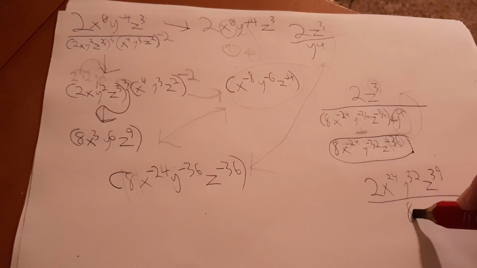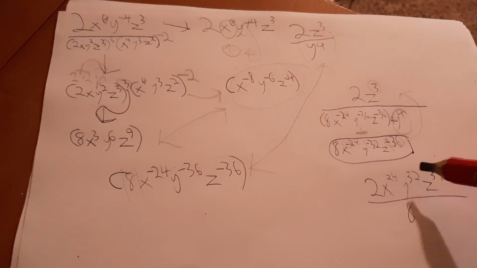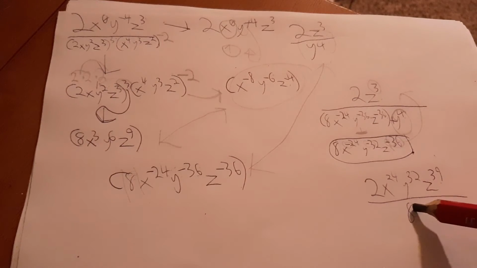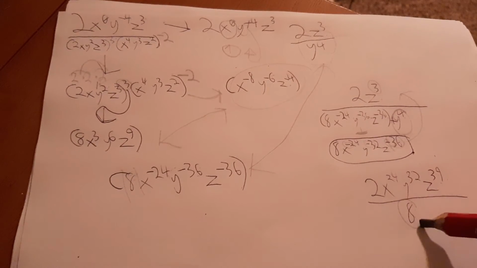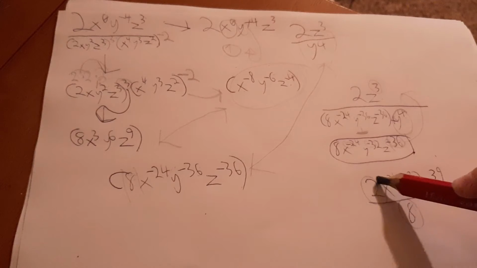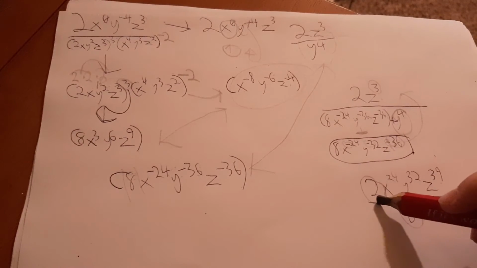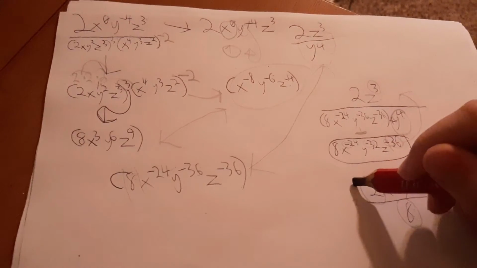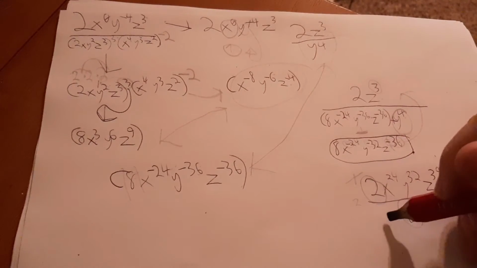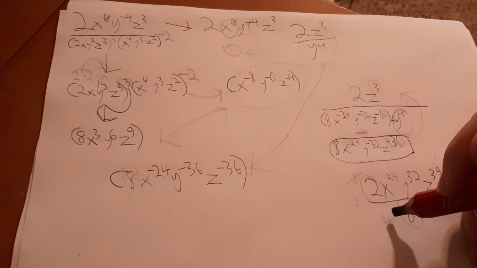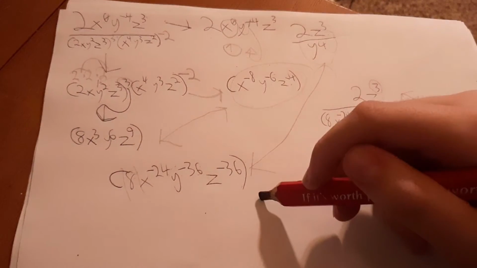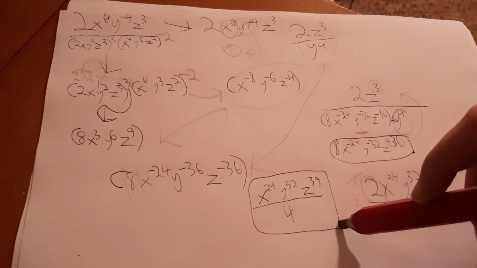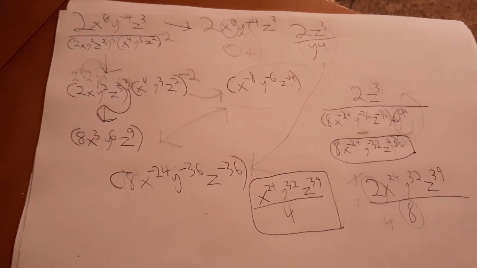Okay. Now we have all of our stuff moved over to the top, and we have only an 8 remaining. Now an 8 and a 2, they're both like terms, and they have 2 in common. So we can turn this into a 1, and we can turn this one into a 4. Let's see how that will turn out, shall we? And just like that, we have gotten our answer: x to the 24th, y to the 32nd, z to the 39 over 4.